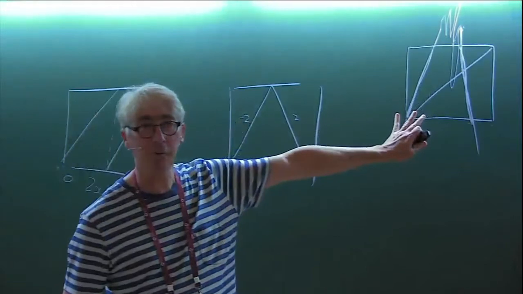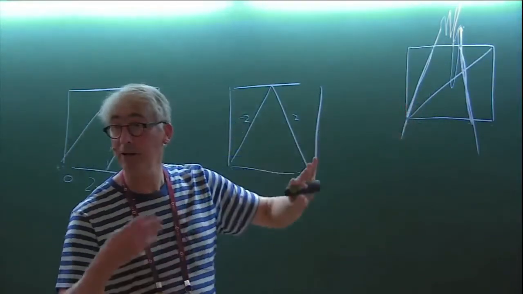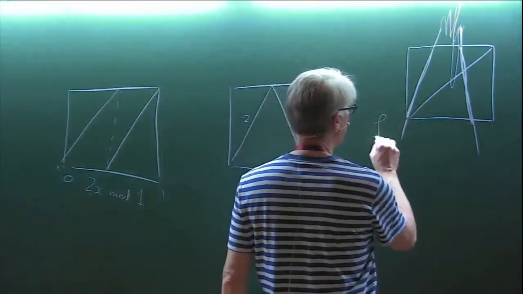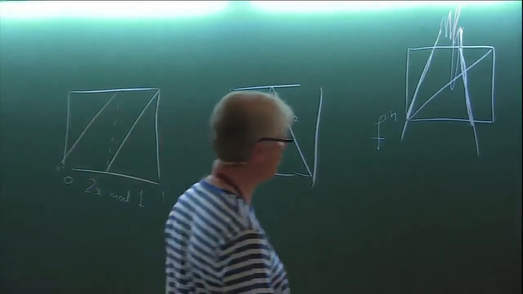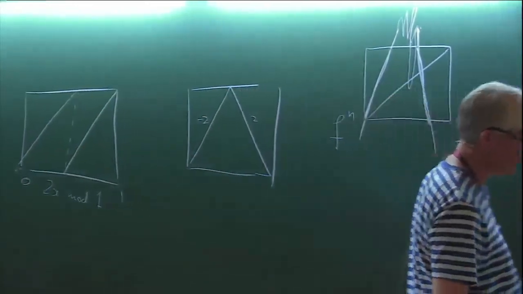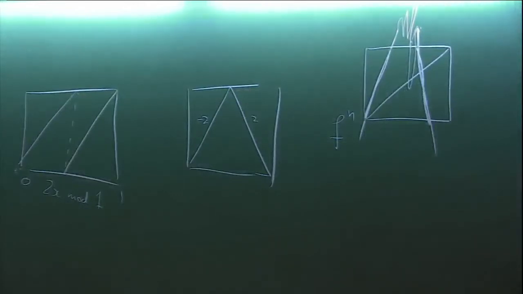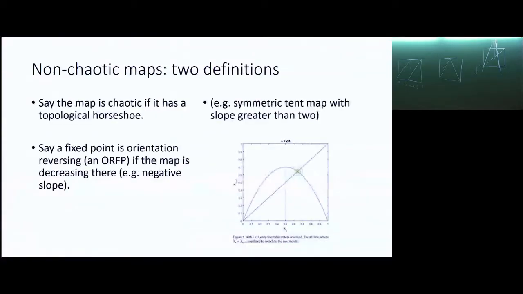So my definition of a topological horseshoe, which I'll write down a bit later, but I want to get this moving through, is that some iterate F to the N has a topological horseshoe. Okay, so there exists an N such that F to the N has a topological horseshoe. As we'll see in a minute, the type of thing that a topological horseshoe implies is the existence of uncountably many different topological types of orbits, infinitely many periodic orbits, and so on. It's a simplification of the two-dimensional Smale horseshoe. Okay, so I'll say the map is chaotic if it has a topological horseshoe.